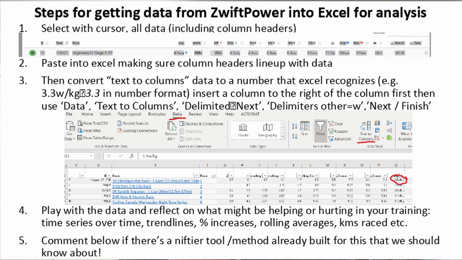Make sure you've already added a column next to it, otherwise it'll overwrite the data that's in the column next to it. So if you want to have a blank column, you can then delete the WKG text, as you don't need that. And you can do this for all the columns in sequence.